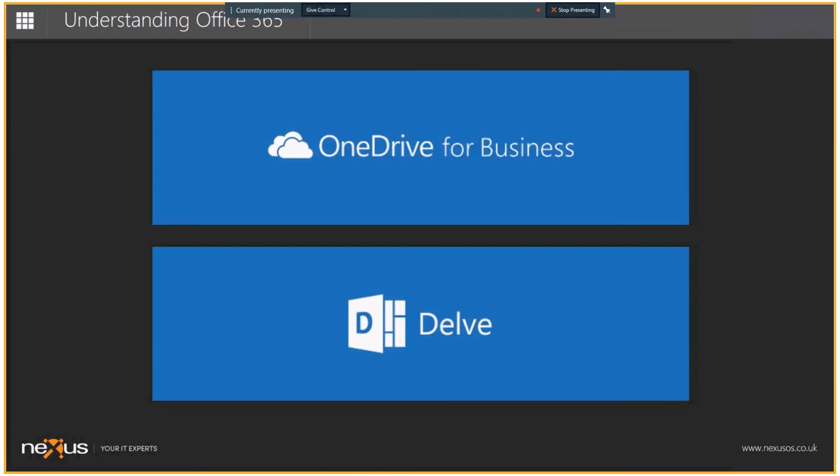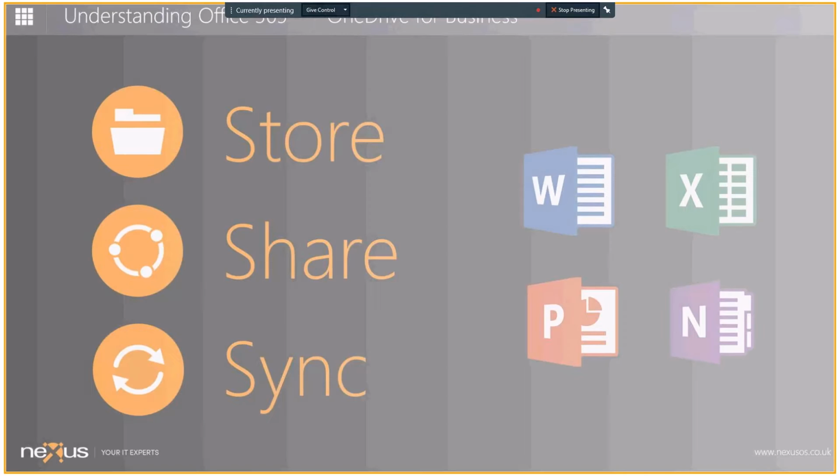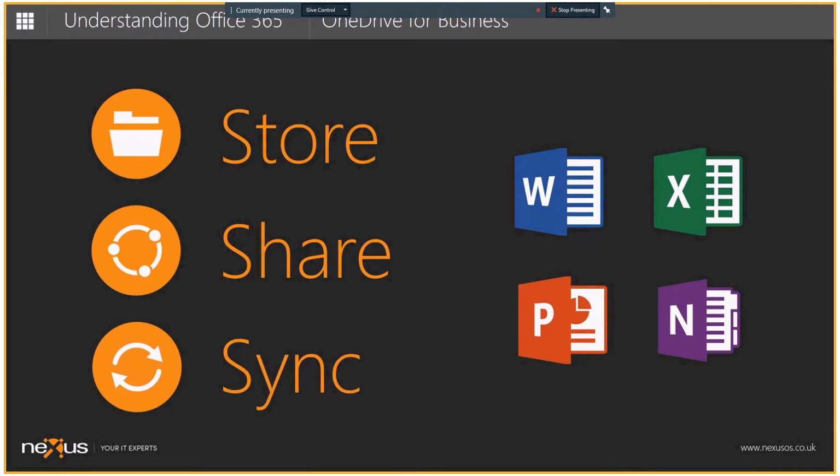OneDrive for Business and Delve. Now, these two are linked together fairly well. I'm going to cover OneDrive for Business first, and then follow on with Delve. OneDrive for Business is an area where you can store, share, and sync your work documentation in the cloud and onto the Office 365 stack.